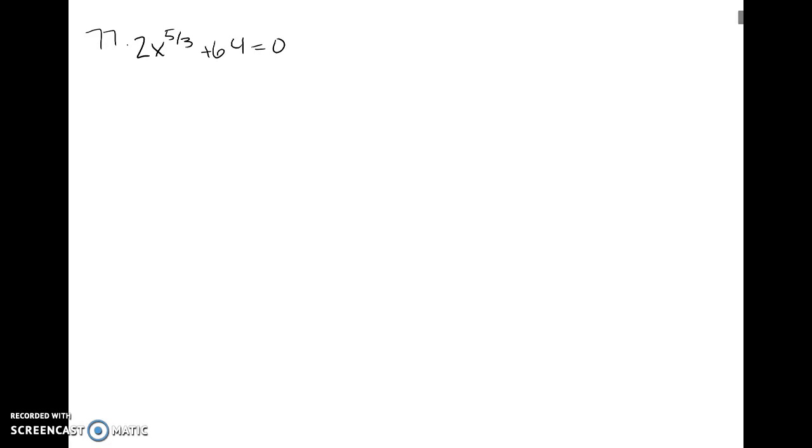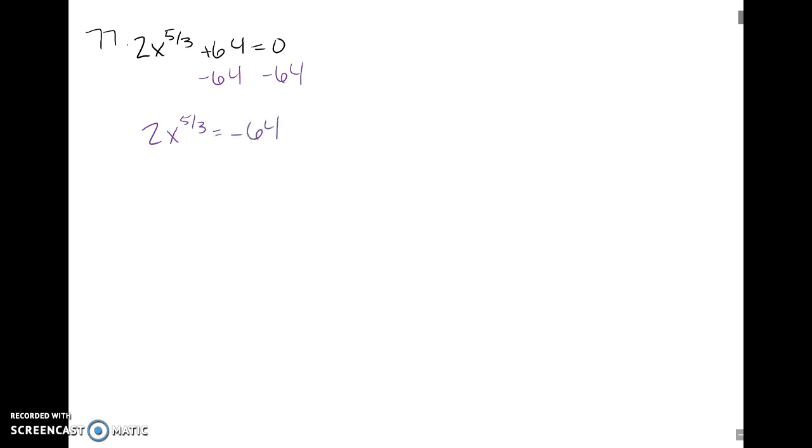Okay, this is number 77 on page 60. You have 2x to the 5/3 plus 64 equals 0, and you're trying to find all the real solutions of the equation. So first thing, you have to isolate the variables. So subtract 64 from both sides, and you get 2x to the 5/3 equals negative 64.